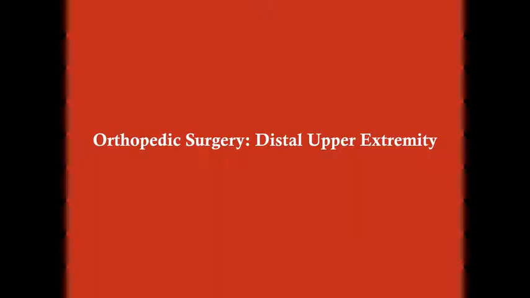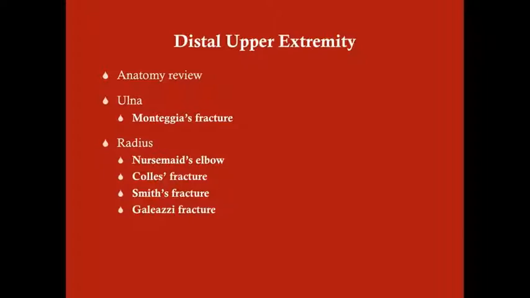Hello again, everybody. We are going to talk here about orthopedic disorders of the distal upper extremity. And the distal upper extremity, or the forearm, is composed of two bones, the ulna and the radius. The ulna articulates with the humerus at the elbow, and then the ulna and the radius come together at the distal radio-ulnar joint in the wrist, and then articulate with the carpal bones.